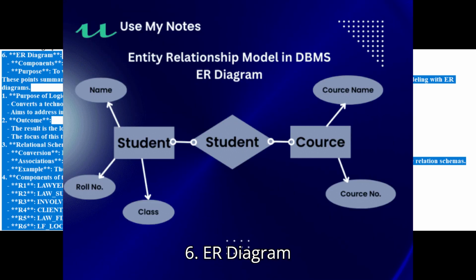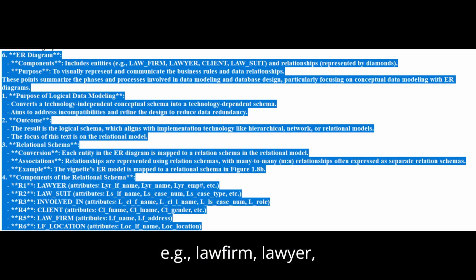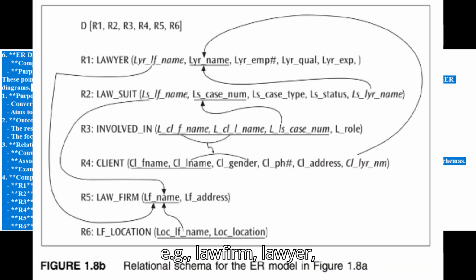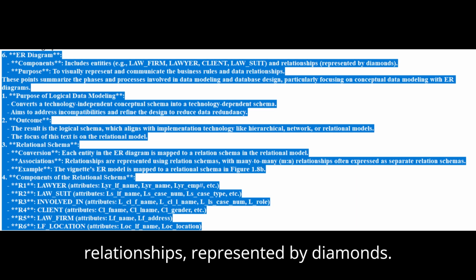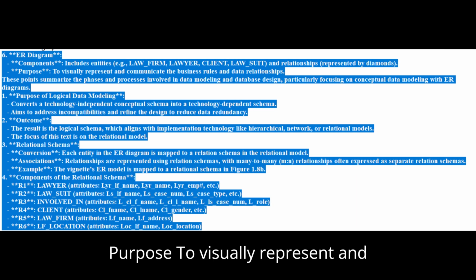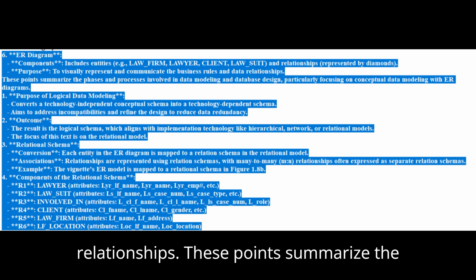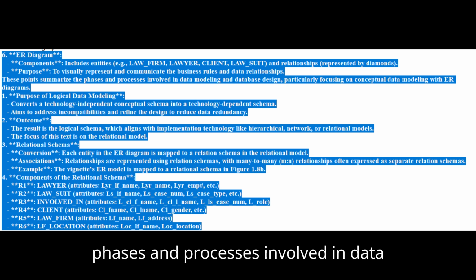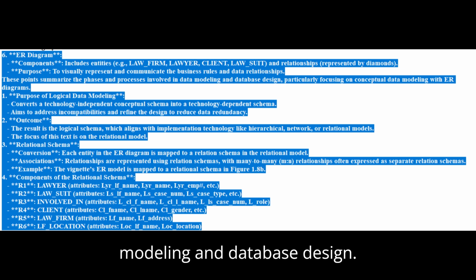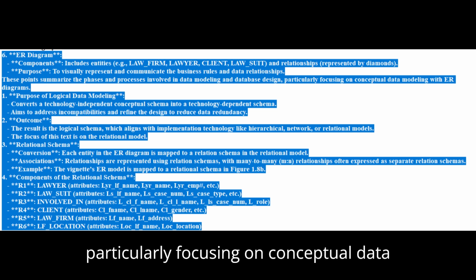6. Diagram. Components: includes entities, e.g., law_firm, lawyer, client, law_suit, and relationships, represented by diamonds. Purpose: to visually represent and communicate the business rules and data relationships. These points summarize the phases and processes involved in data modeling and database design, particularly focusing on conceptual data modeling with diagrams.